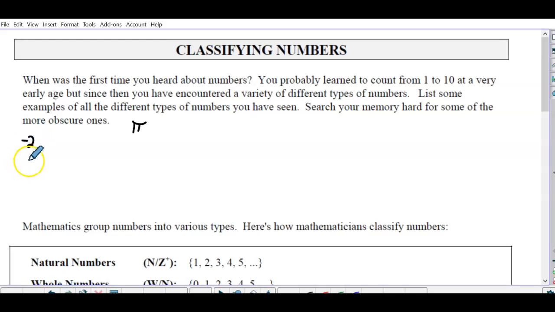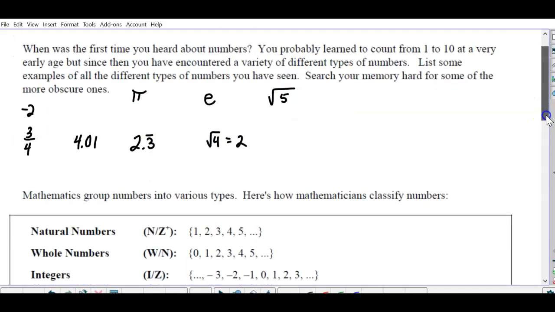Integers, fractions, decimals, repeating decimals. This is irrational. You may have heard of a number e. That's also irrational. You will learn about that in grade 12 math. Yeah, so those maybe are some of the different ones that you've seen. Now, actually, speaking of irrational, square roots too. So square root of 5, for example. Square root of 4 is equal to 2, so that is not irrational. These three are irrational. These are all rational. And that's what we're going to get into in this lesson.